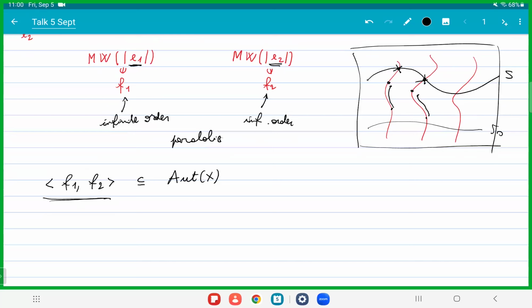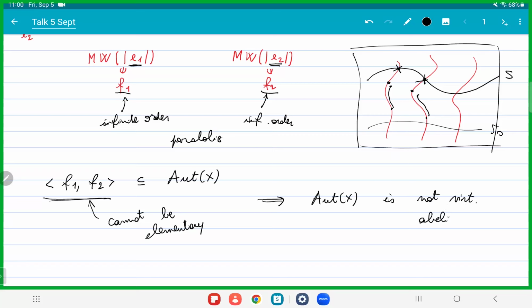So it cannot be elementary of elliptic type. It cannot be elementary of parabolic type. It also cannot be elementary of hyperbolic type, because in that case it would be virtually cyclic, while here we have two elements that do not commute, so it cannot be Z. And so this means that this subgroup cannot be elementary, and so the automorphism group is not virtually abelian. And I think with this, I should stop. Thanks a lot for the attention, and feel free to ask questions if you have.